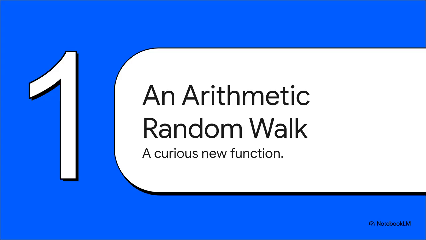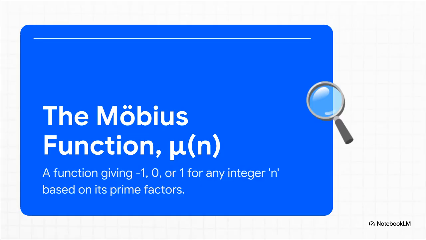So let's leave that whole complex world behind for a second. I want to introduce you to a quirky little character from the world of basic arithmetic. It's called the Mobius function. This function, you'll see it written as the Greek letter mu, so mu of n, is super simple. You feed it any whole number n, and it spits out one of only three possible answers, -1, 0, or +1, and it all depends on the number's prime factors.